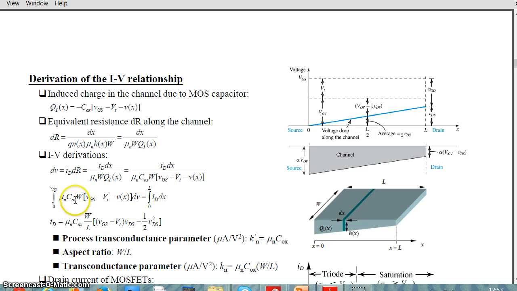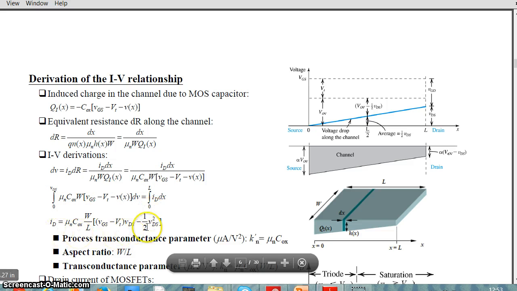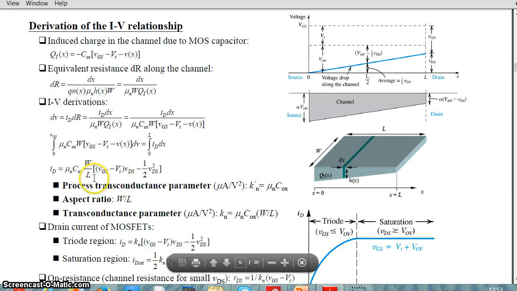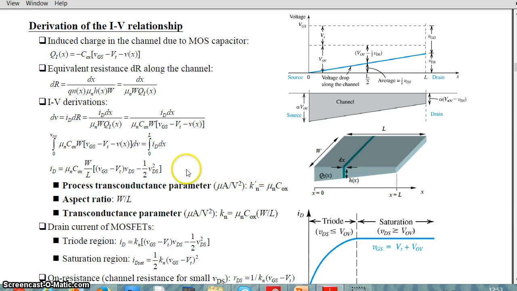You substitute, you integrate taking the appropriate limits, and you get an equation for the current, which is mu n Cox W by L times (VGS minus Vt) VDS minus half VDS square. So the process transconductance parameter is given by this mu n Cox, which is k dash n. The transconductance parameter is given by kn, which is this parameter k dash n multiplied by the aspect ratio. Aspect ratio is the width to length ratio of the channel, the induced n channel.